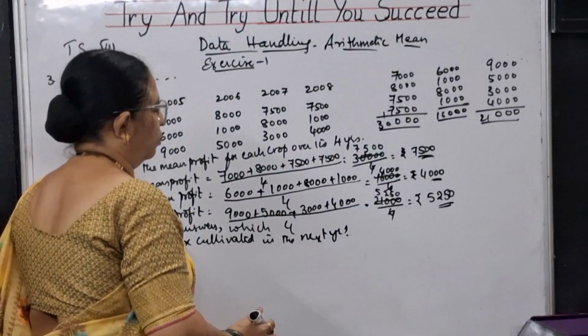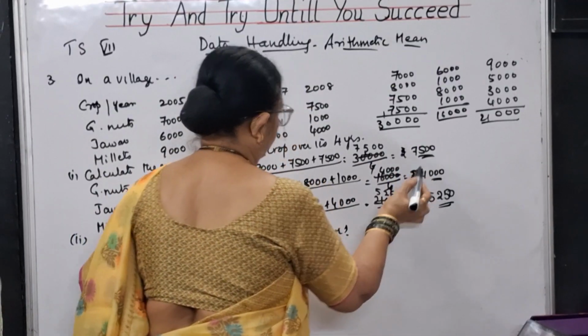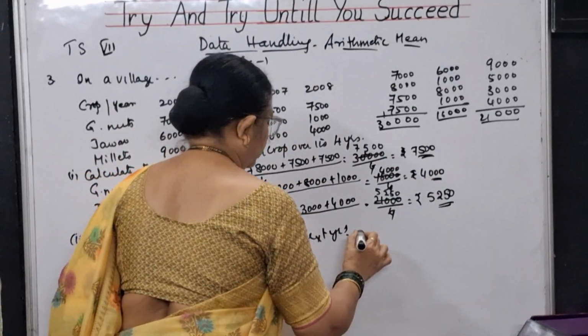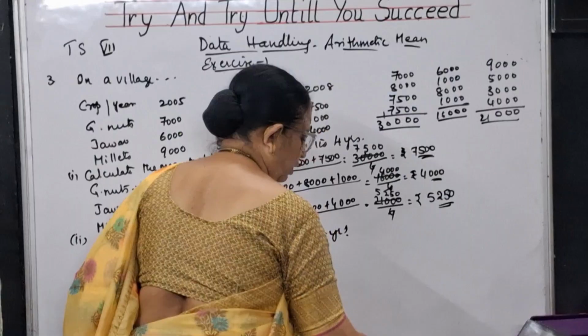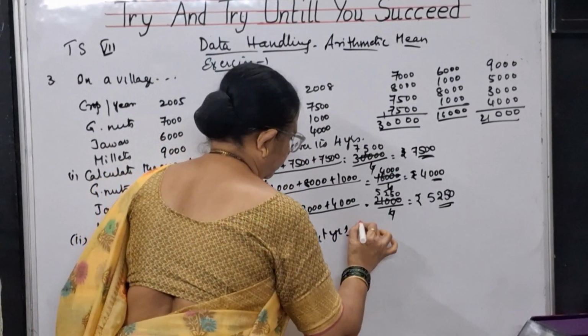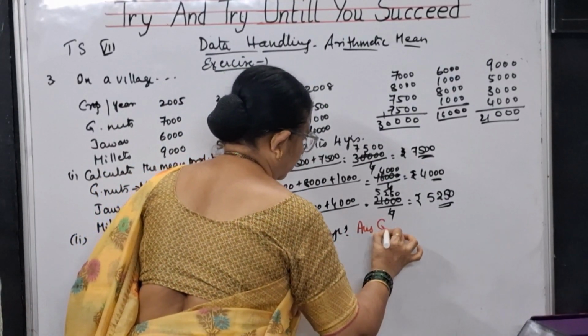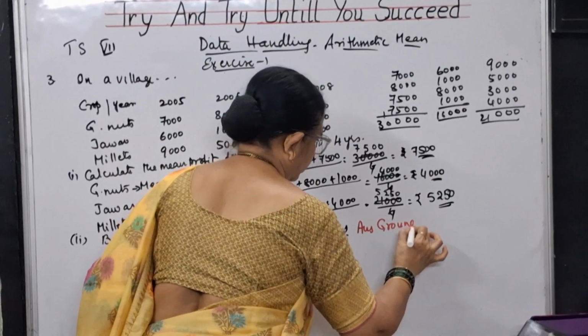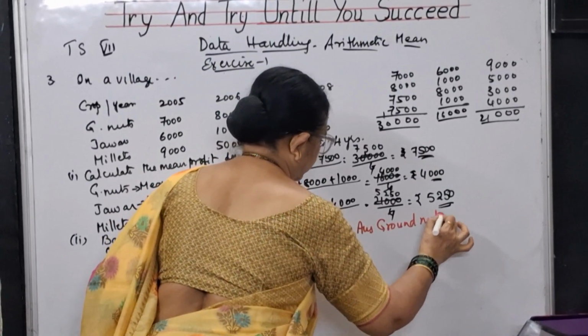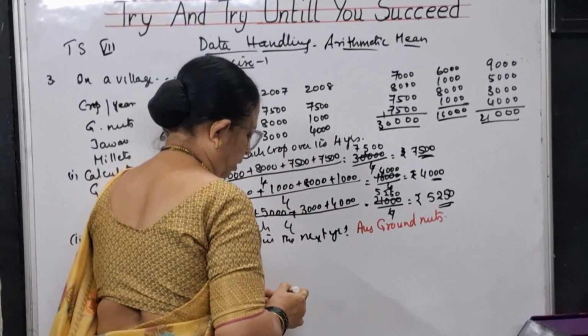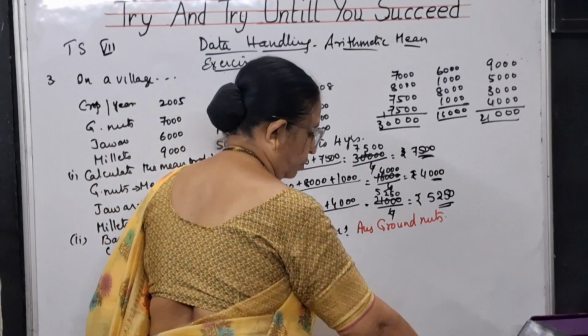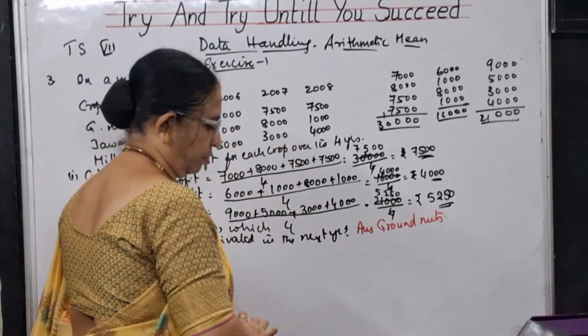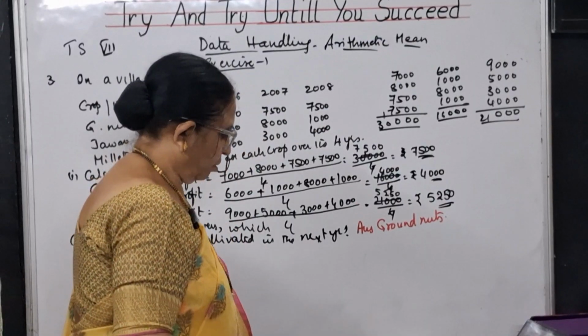Which crop, children, out of these three, is having more profit? Groundnuts. So the answer here is groundnuts, because only the groundnuts are getting more profit compared to the other ones. So please copy this, children.